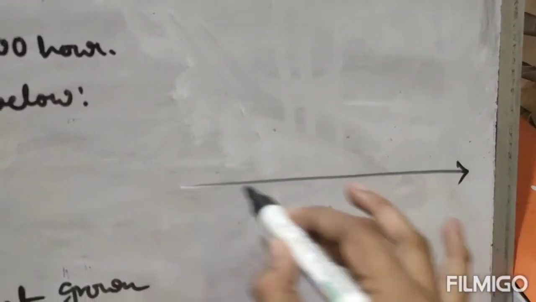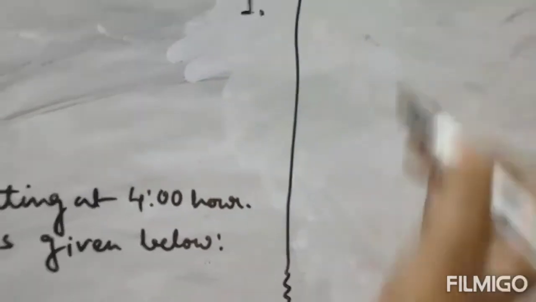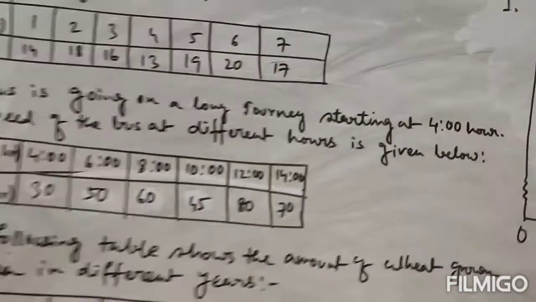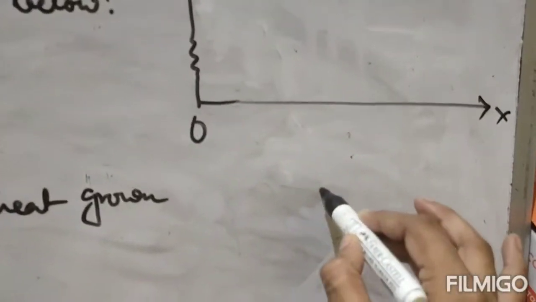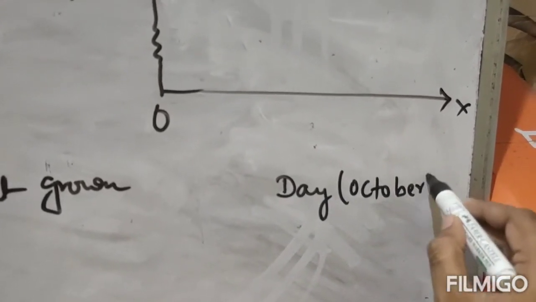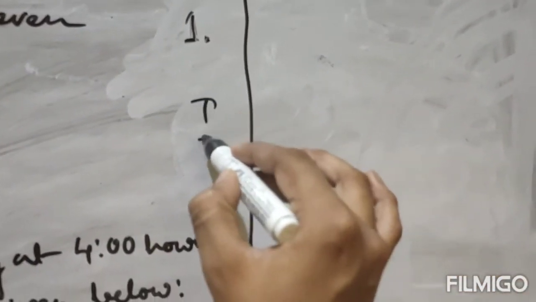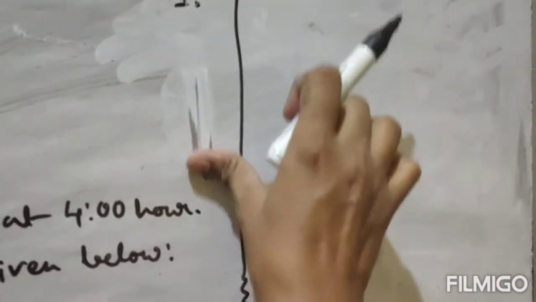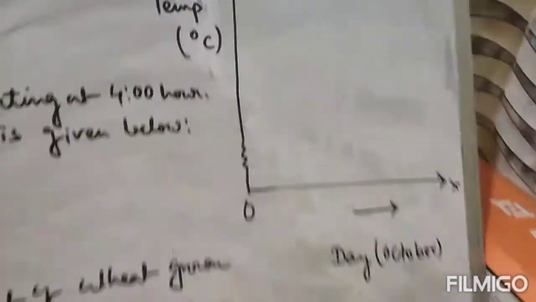So just plot the x-axis first. This is the x-axis, the horizontal axis, and this vertical line is the y-axis, and this is the origin. Clear? Two components are given, one is day and one is temperature. We will plot day along the x-axis, since the days are from October month, and along the y-axis we will plot temperature. It is given in degree centigrade.